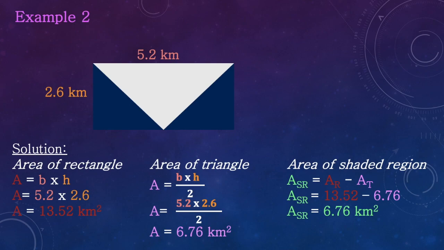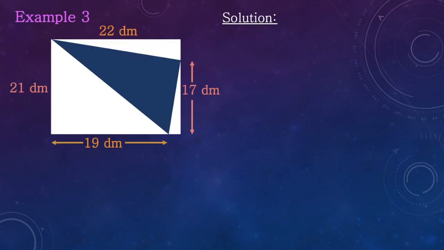However, there are some more difficult problems where you need to think more outside the box. So that's exactly what we're going to look at with example 3. It looks like there's a lot thrown at us, but let's break everything down one at a time. First of all, we have a white rectangle over here that has a height of 21 decimeters and a base of 22 decimeters. And inside we have this blue triangle, the part that we're actually interested in knowing.